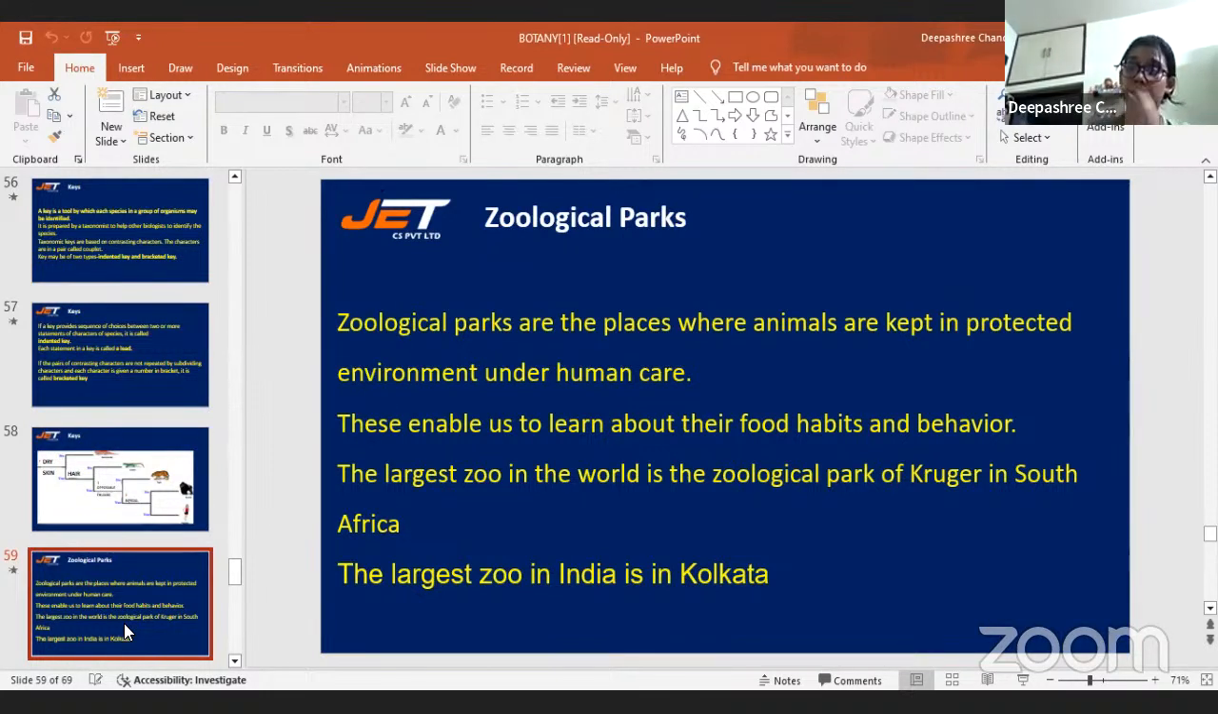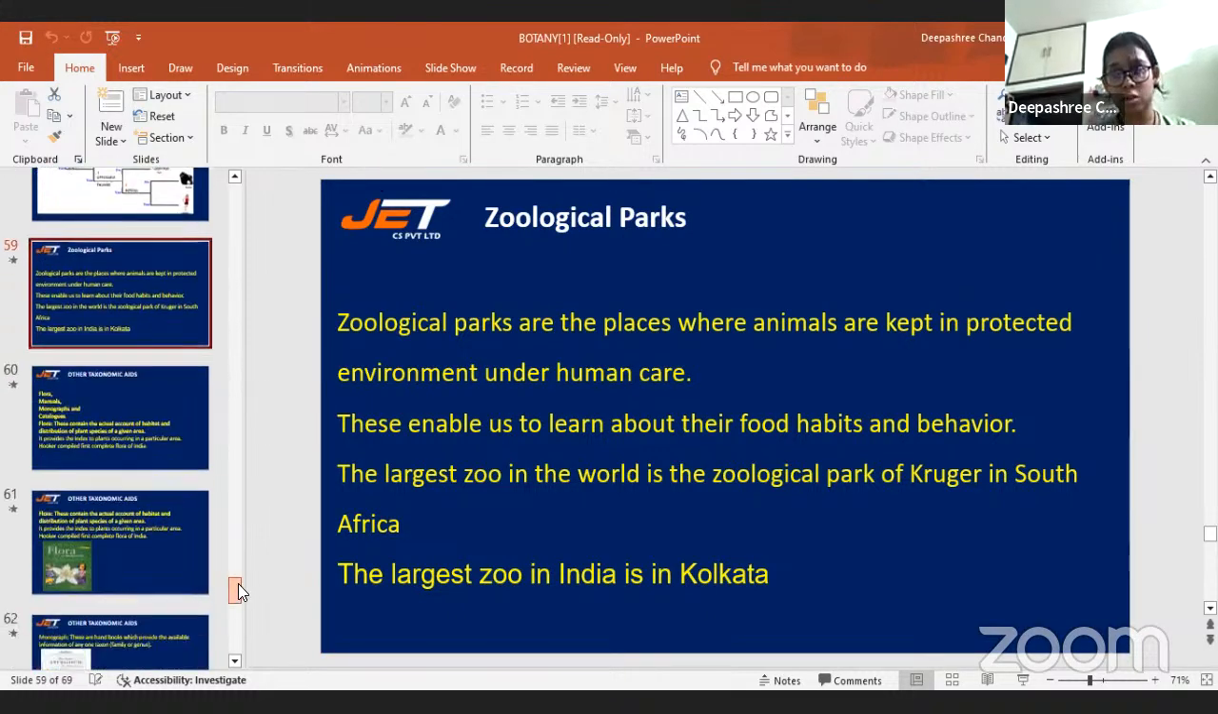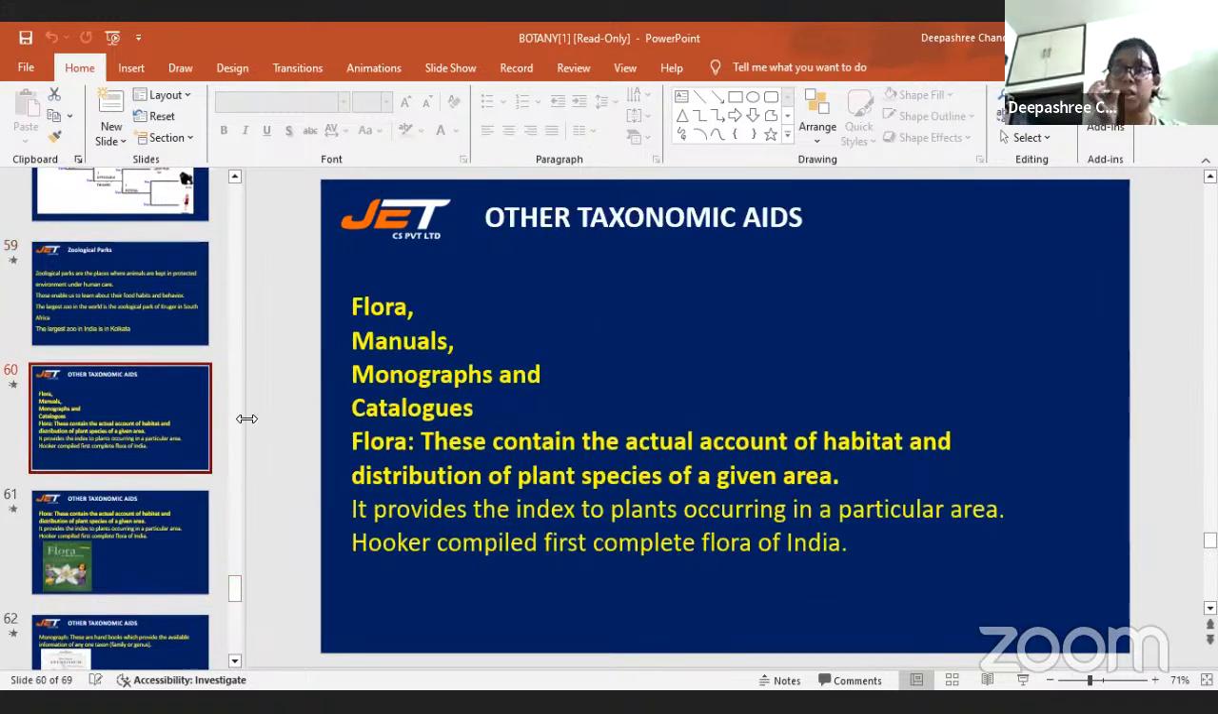Okay, so zoological parks are what? These organisms have been taken and decided to be kept under human care. But obviously, we know that in zoos, the organisms are being ill-treated. So flora, manuals, monographs, catalogs. These are other taxonomical aids which are not very common. So flora is basically a book type, manual type. Monographs, catalogs. Catalogs and flora, you can find them similar.